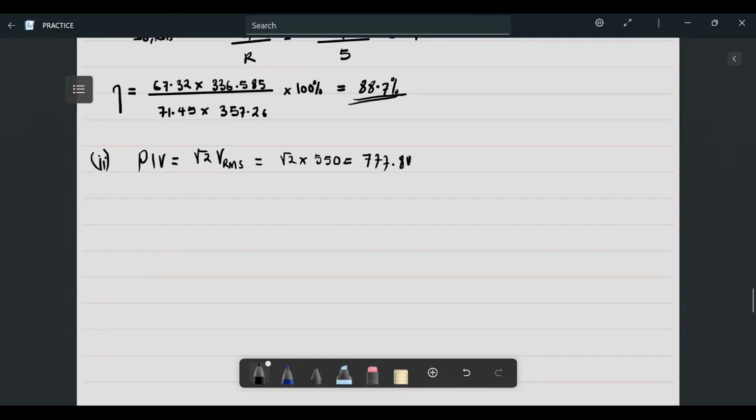So this diode shouldn't have a rating of less than this. In this case, it means we can't have a diode that has a rating of 500 volts; it can't work. It has to be something greater than this, equal or greater than this.